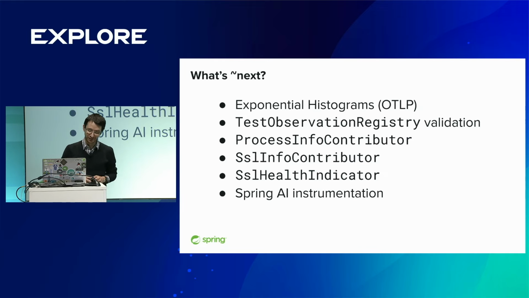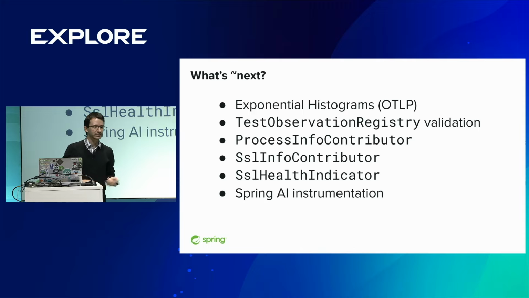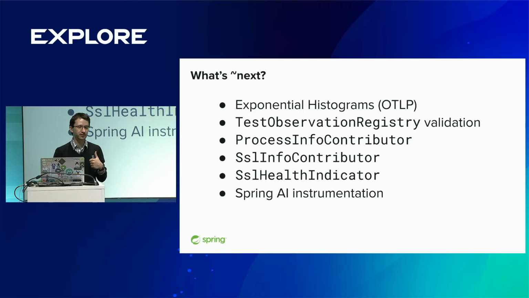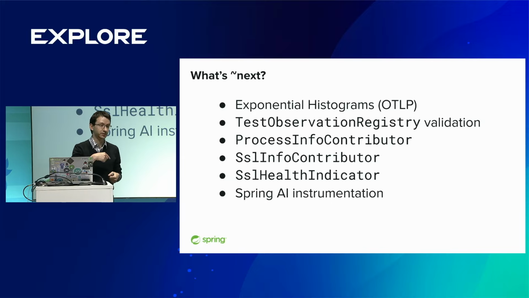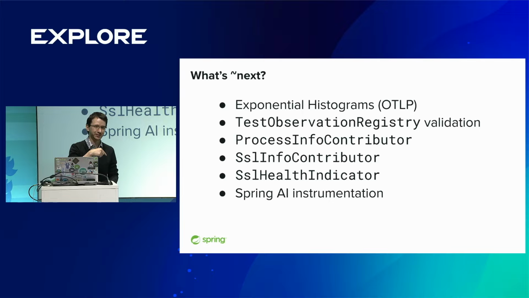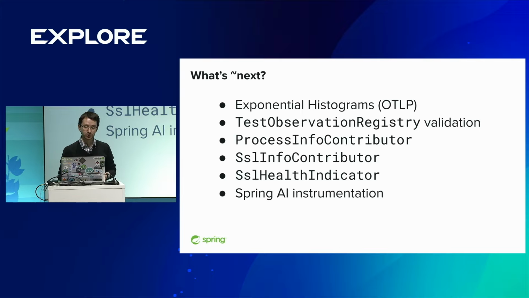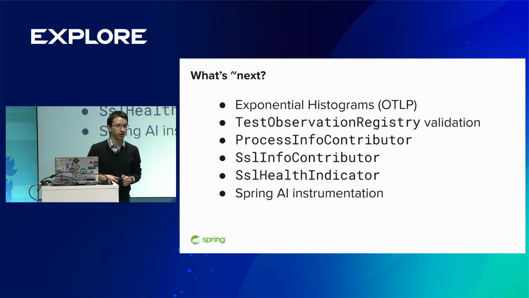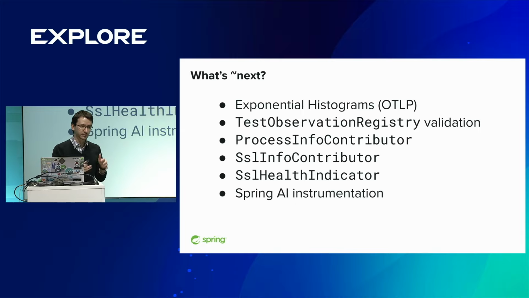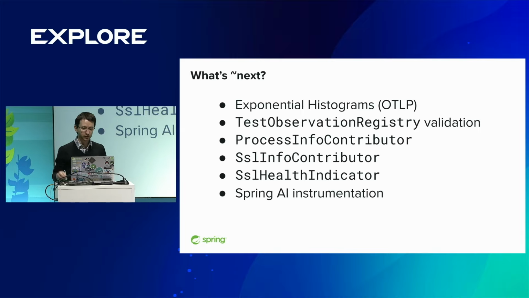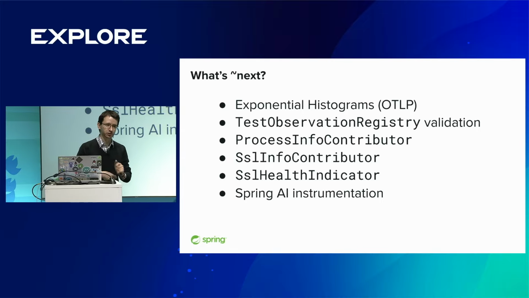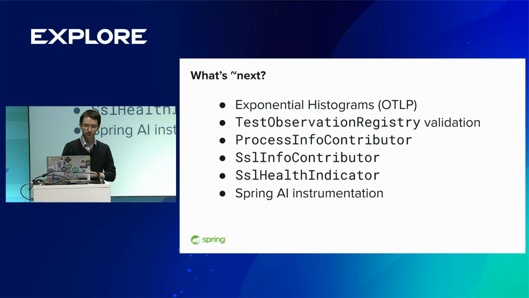The last slide, let's talk about what is next. These are already released in the latest milestones, so next week, basically. Or, sorry, last week. We added exponential histogram support in Micrometer only for OTLP. That is basically a new histogram format. We also added some extra validation logic for testing purposes.